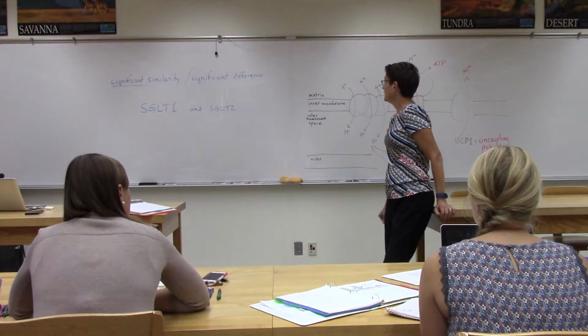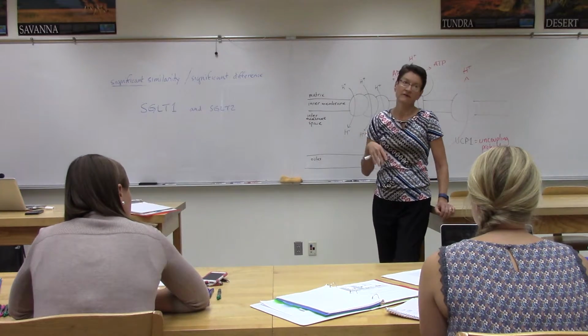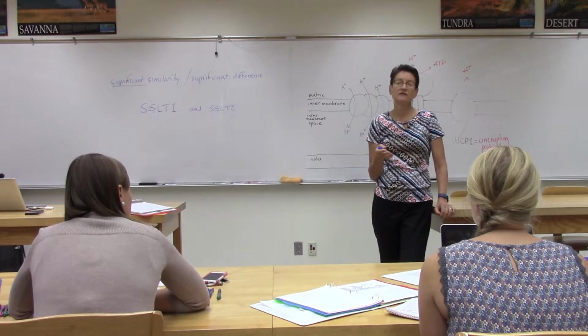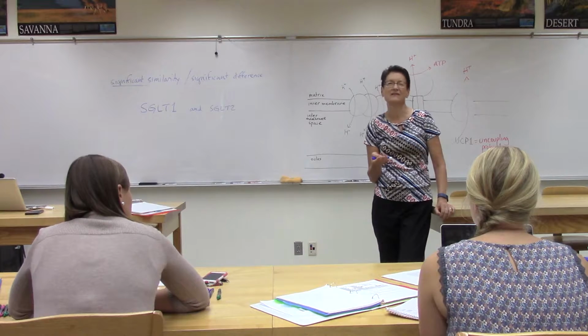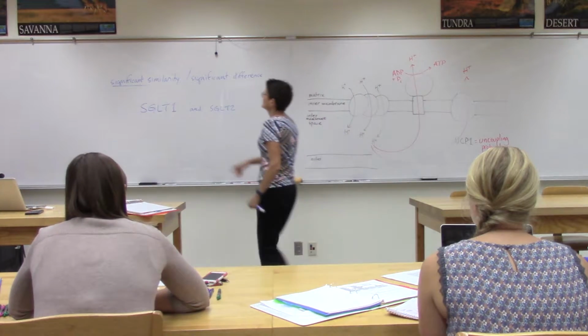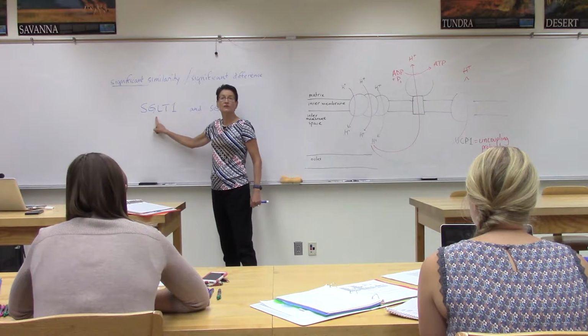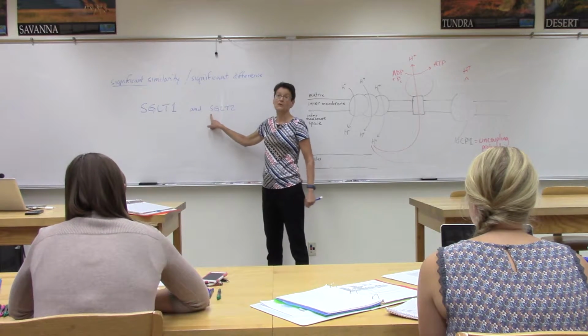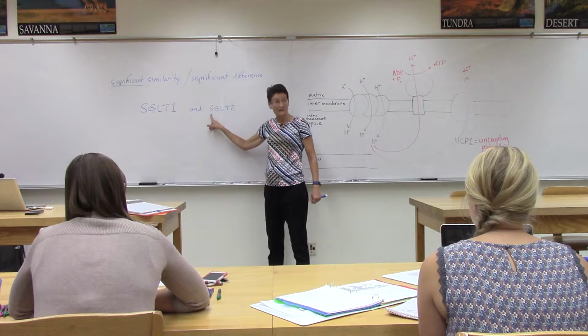SGLT1, and you could tell me one's found in the kidney, one's found in the intestines, and that's okay, but I didn't ask you where they were found. If you say SGLT1 transports 2 sodium per glucose, and SGLT2 transports 1 sodium per glucose, that would be a great answer.